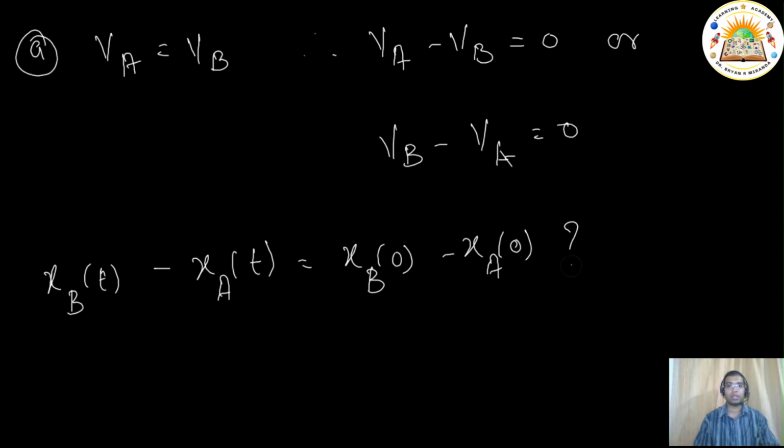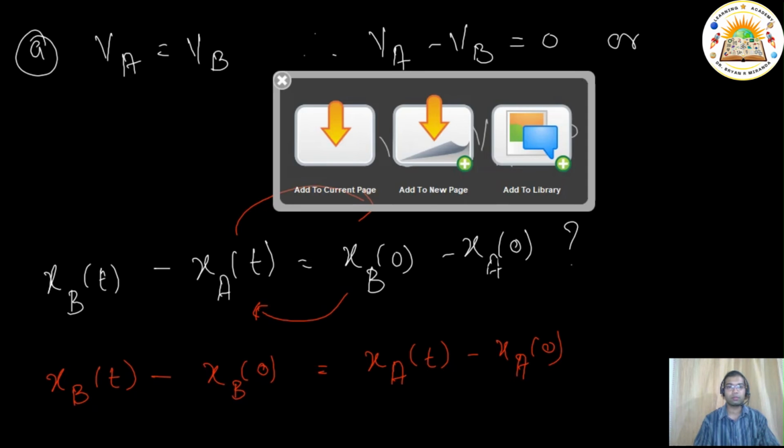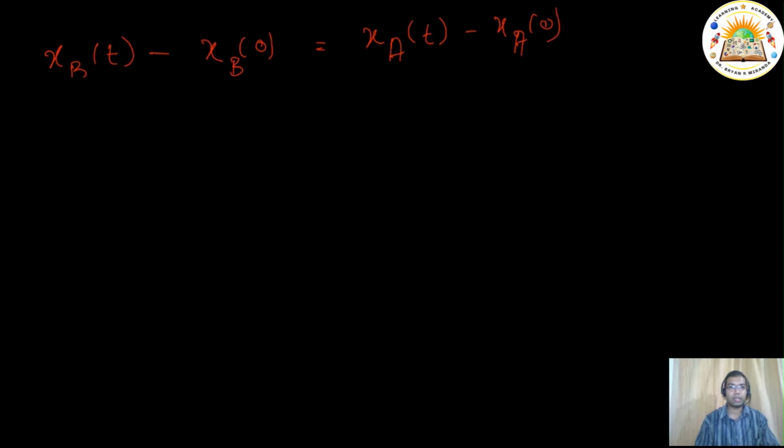Now what is the meaning of this equation? The understanding here, if you have to arrive at it, is that we will do a slight change. I will take all the B terms together. XB of t minus XB of 0 is equal to XA of t minus XA of 0. So what I have done is just interchanged XA of t and XB of 0. Now the understanding that we can arrive from this equation is the following. That is, the distance in between B and the distance in between A is a constant.